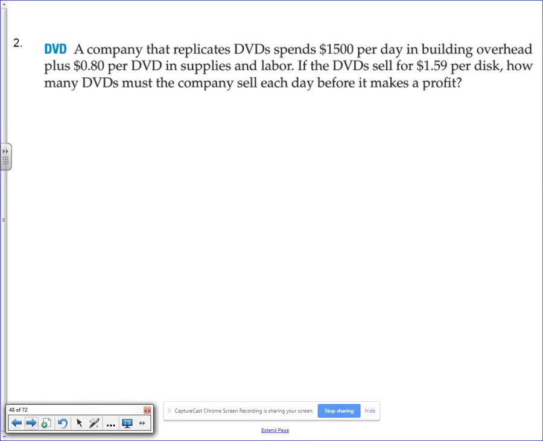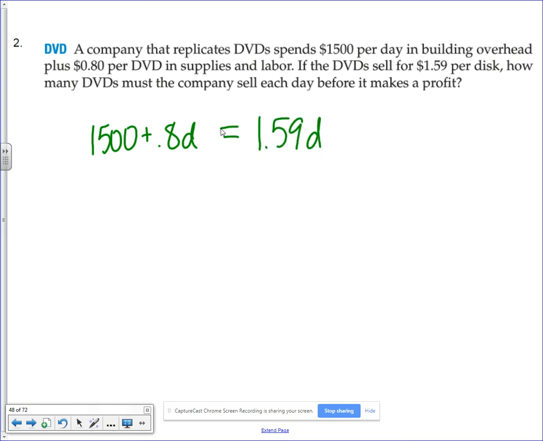This time we're talking about DVDs. We're trying to make a profit. Well, before you can make a profit, you have to break even. And if I'm going to break even, then my sales have got to equal my cost. Okay, first of all, for the cost here, I have $1,500 per day and then 80 cents for each DVD. Okay, I sell them for $1.59 for every DVD. If I want to make a profit, they're first going to have to be equal. So let's go ahead and solve this.